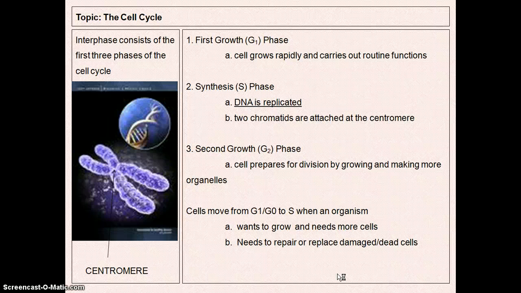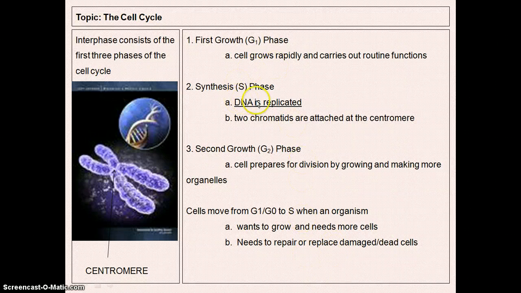In G1 is where the cells are going to be growing and carrying out their routine functions. So if it's a liver cell, it's going to be detoxifying poisons. If it's a stomach cell, it's going to be making enzymes to break down your food. So normal routine, whatever the cells do. Synthesis phase, this is really important, where the DNA is replicated.